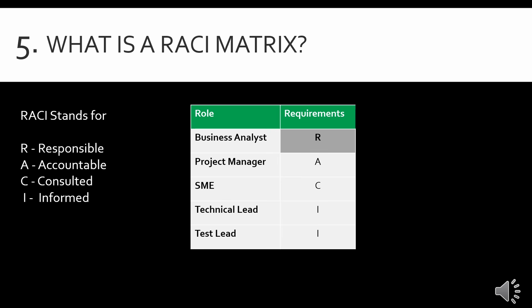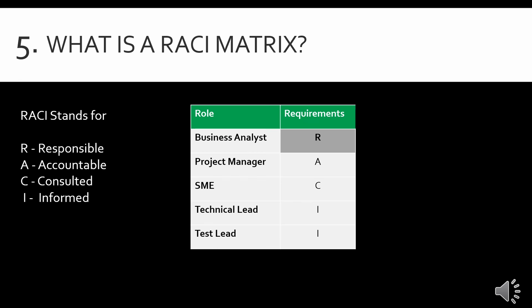Next in the line is C, which stands for consulted. This stands for the stakeholders who will be asked to provide information or guidance about the task. In our example, SMA group is marked as C, as they would be the participants of the requirement gathering sessions and the ones who provide the requirements to the business analyst.